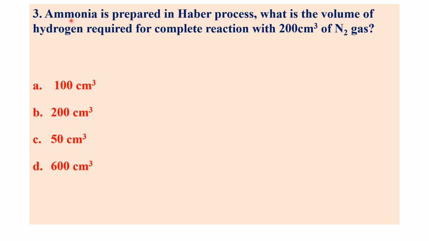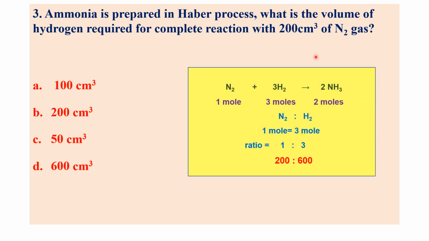We know that ammonia is prepared by the combination of nitrogen and hydrogen gas. Here the volume of nitrogen is given, that is 200 cm cube. Now what volume of hydrogen will be required in order to completely react with this 200 cm cube of nitrogen to produce ammonia? For this purpose we will first calculate their mole ratio.